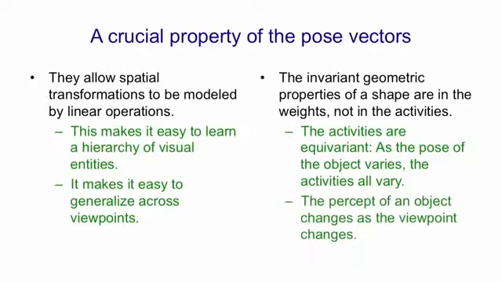That means the percept of an object, not its label, but what it looks like, is going to change as the viewpoint changes. I'm going to finish by giving you some evidence that our visual systems really do impose coordinate frames in order to represent shapes.